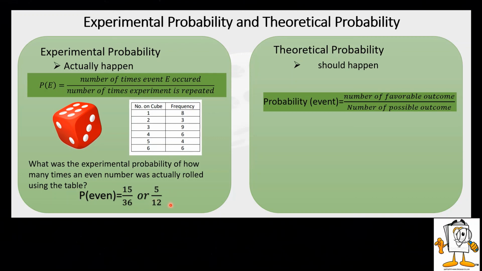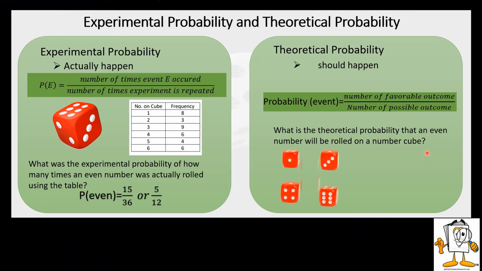Now, so let us try theoretical probability. What is the theoretical probability that an even number will be rolled on a number cube? So let's have the faces of a die. So saan dyan ang mga even numbers? Ang even numbers natin ay 2, 4, and 6. So there are 3 favorable outcomes. At ilan faces ang meron tayo sa die? So there are 6 faces. So therefore, the probability of getting an even number is 3 over 6, or that is equivalent to 1/2.